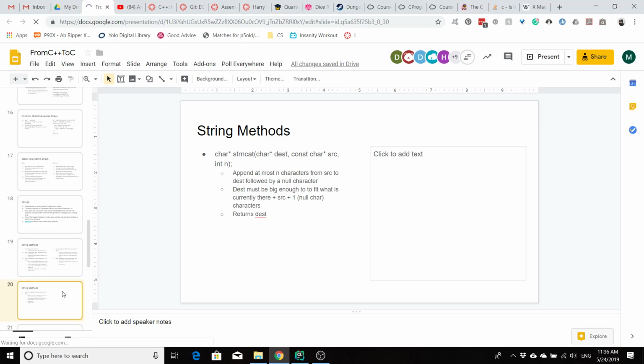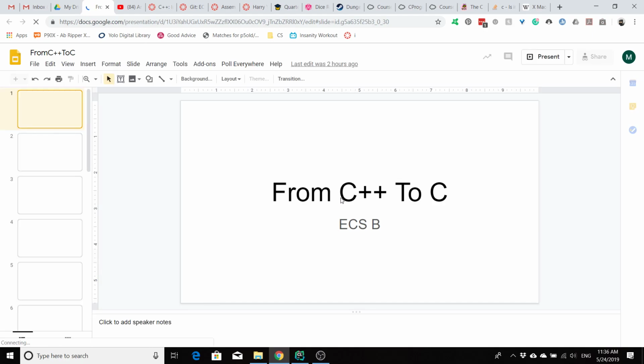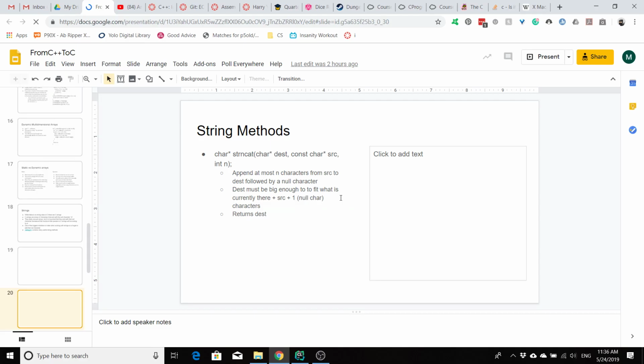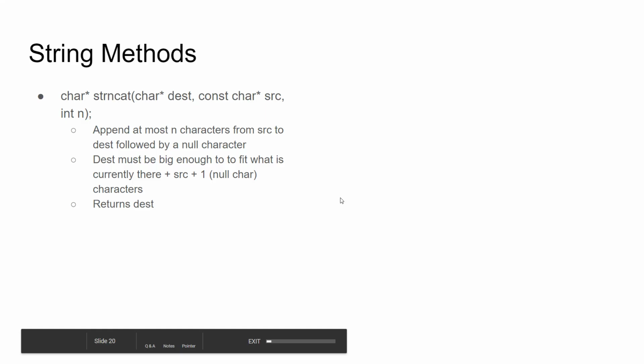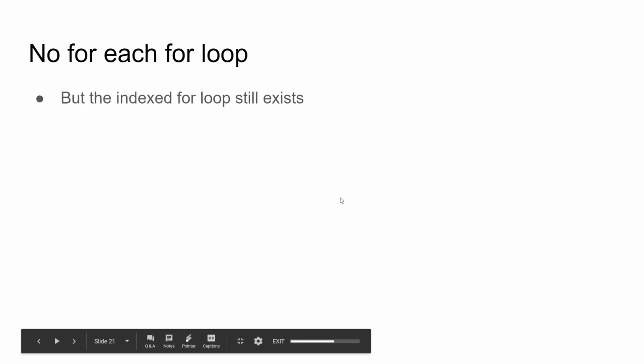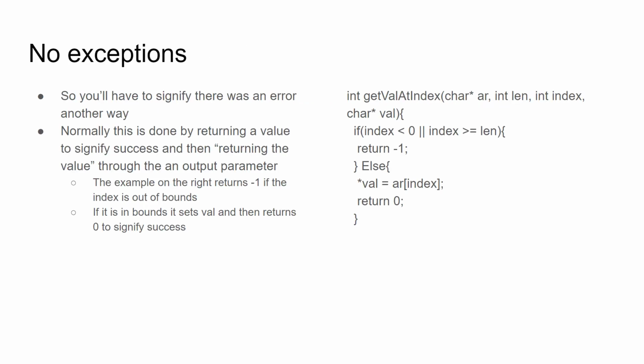Okay. And so time marches on. So there's no for each loop, but there's still that index for loop that you can use, which we've been using this entire time. There's no namespaces or function overloading. All functions across all files and all libraries must have unique names, right? So you can't have duplicate names at all anymore. So watch out for that one.